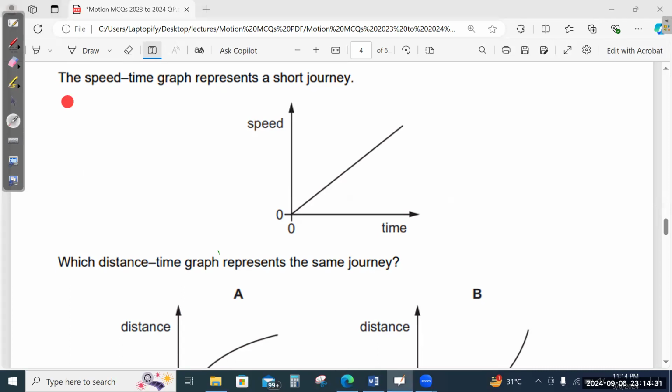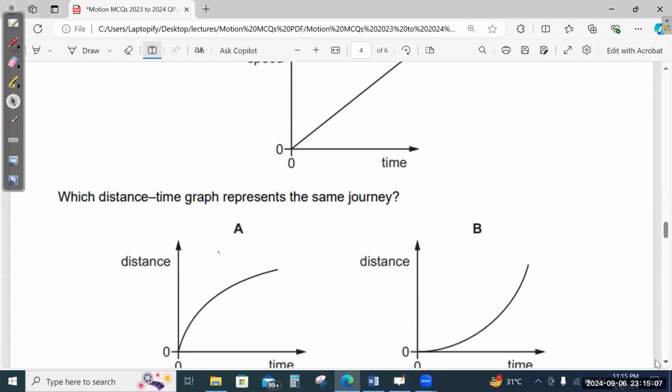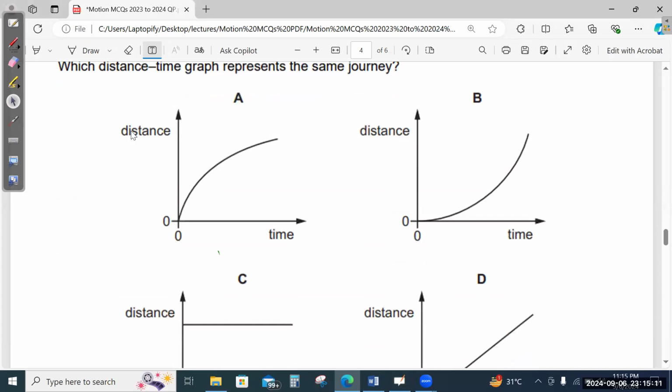Now the question is: the speed-time graph represents a short journey. This is a straight line, it means the body is moving with constant acceleration, the speed of the car is increasing uniformly. Which distance-time graph represents the same journey? I have given you the hint that the speed of the body is increasing, it means the body is accelerating at a constant rate. So you have to select the distance-time graph where this scenario can happen.